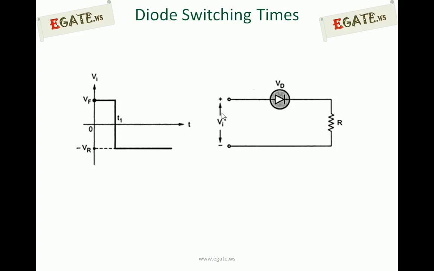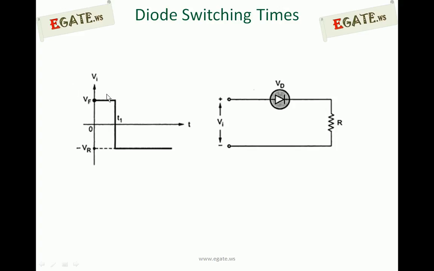Look at this diagram. Here the diode is given with an input signal. The input voltage is going to be suddenly changed at t equal to t1. Before t1, the diode input voltage is positive. After t1, the input voltage is negative. So instantaneously at t equal to t1, the input voltage is changing from positive voltage to negative voltage.